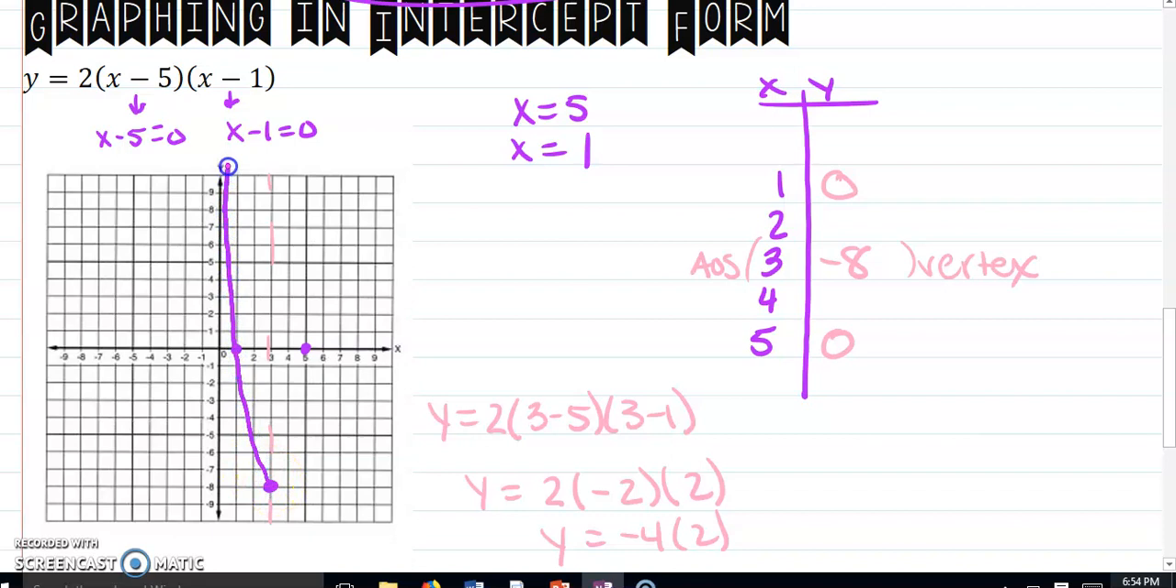So on a test or a quiz, I would definitely go with 5 points, or at least enough points to cross the x-axis. And I might even want my y-intercept here. If I plugged in 0 for x, that might be a good idea, just in case the test asks you for the y-intercept. So 2 times (0 minus 5) is negative 5. 0 minus 1 is negative 1. That gives 10. So you would almost not even see that. It would be right there. Okay, so that is graphing in intercept form.